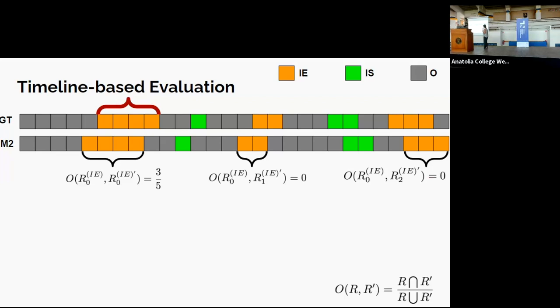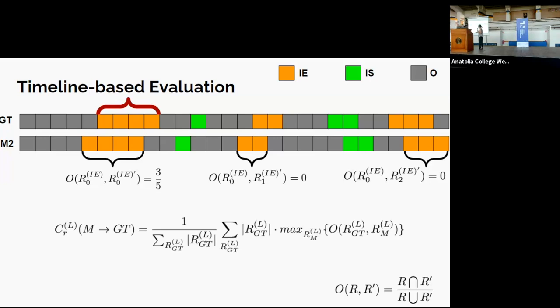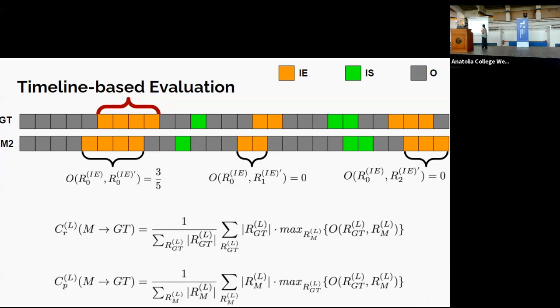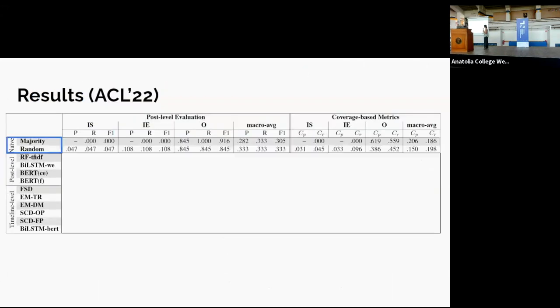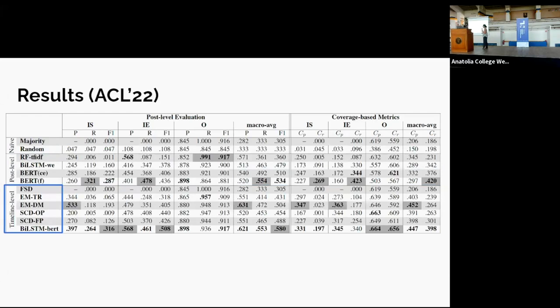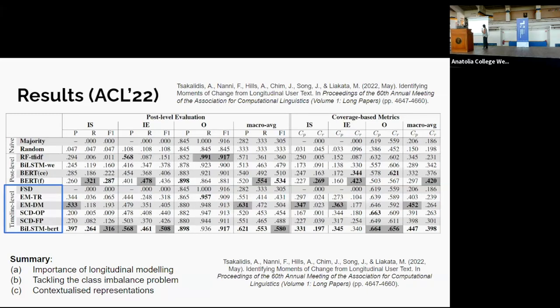Here we looked at coverage-based metrics, which come from vision and image segmentation. Basically this looks at the overlap between the predicted region and the actual region, and then you sum over the number of ground truth regions for recall, and over the number of predicted regions for the precision-based coverage metric. Anyway, I'm not going to go through the results in detail because they're in the paper. But the main take-home message is that the approach that considers both the focal loss and the sequential nature does better on all kinds of metrics, especially the coverage-based metrics.